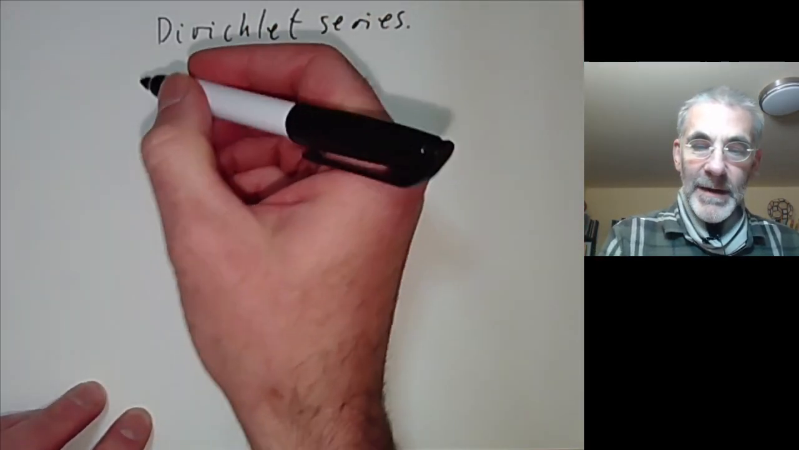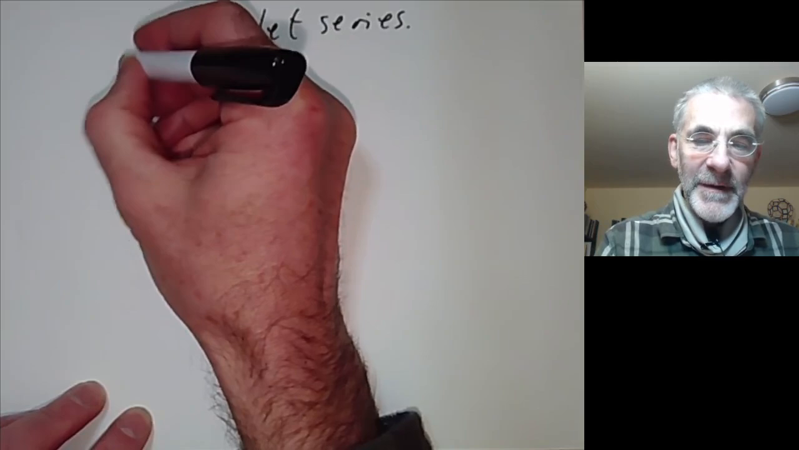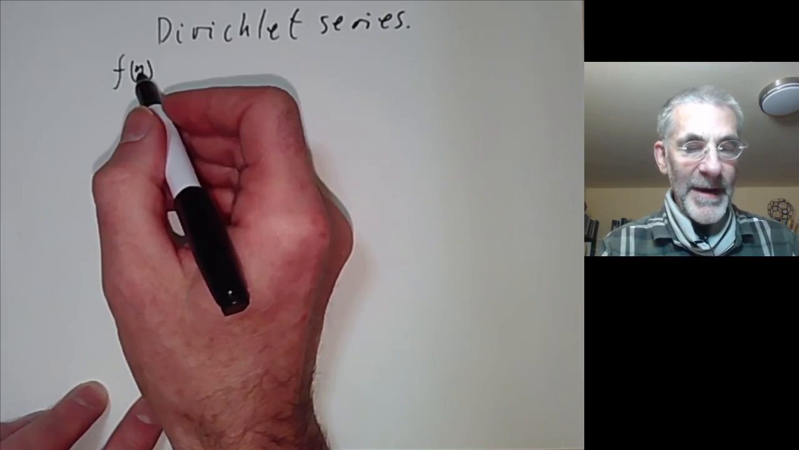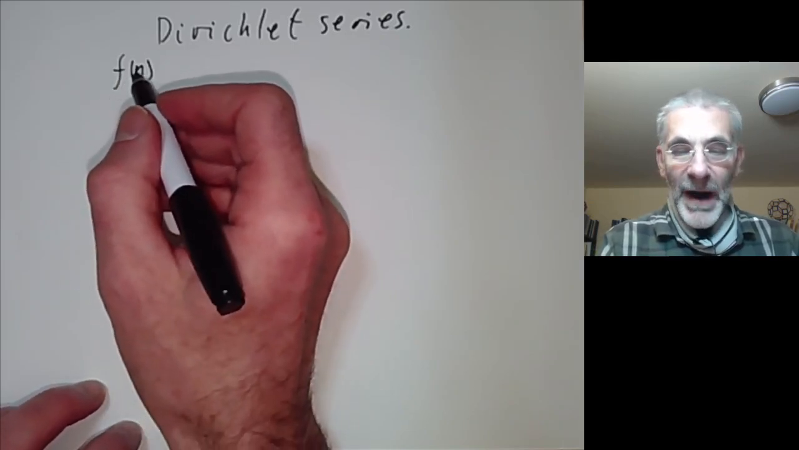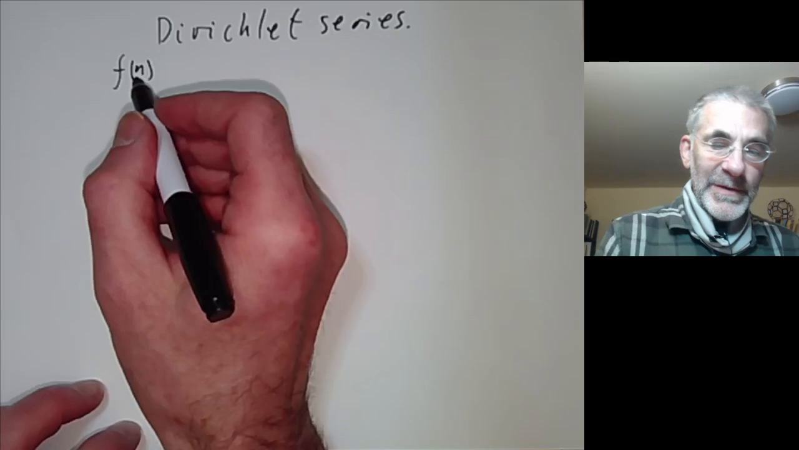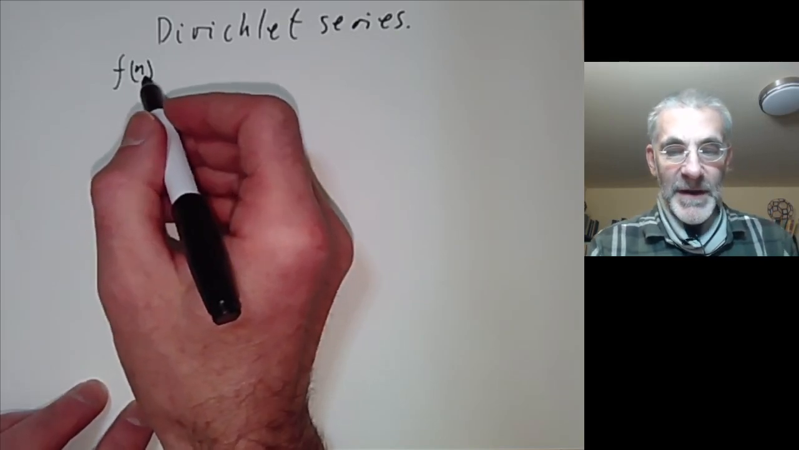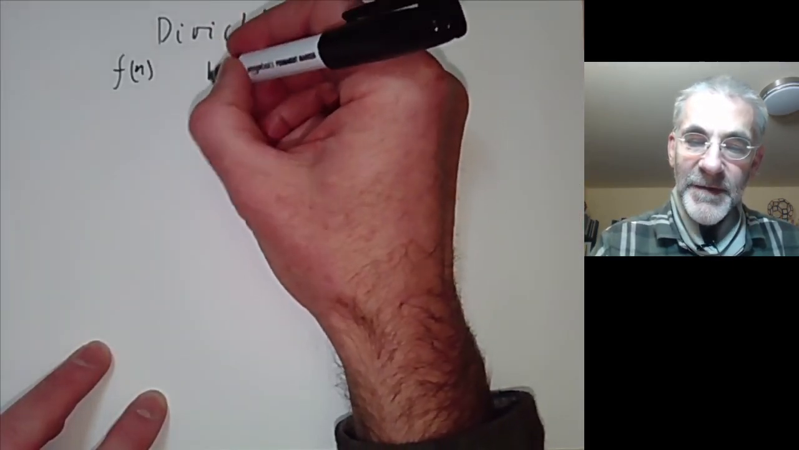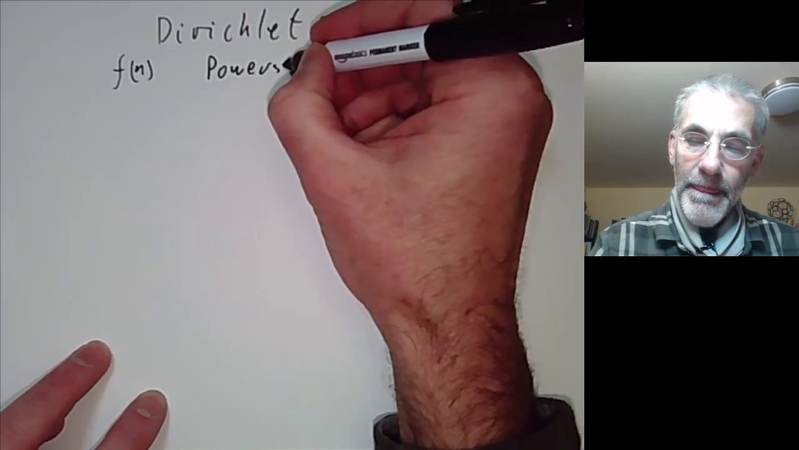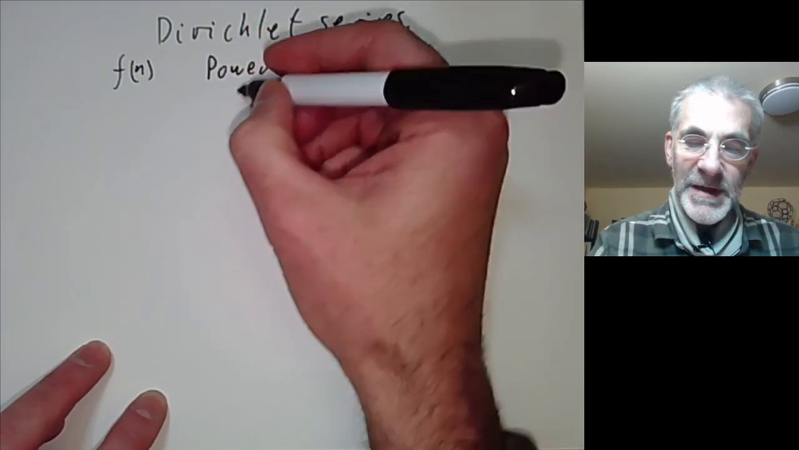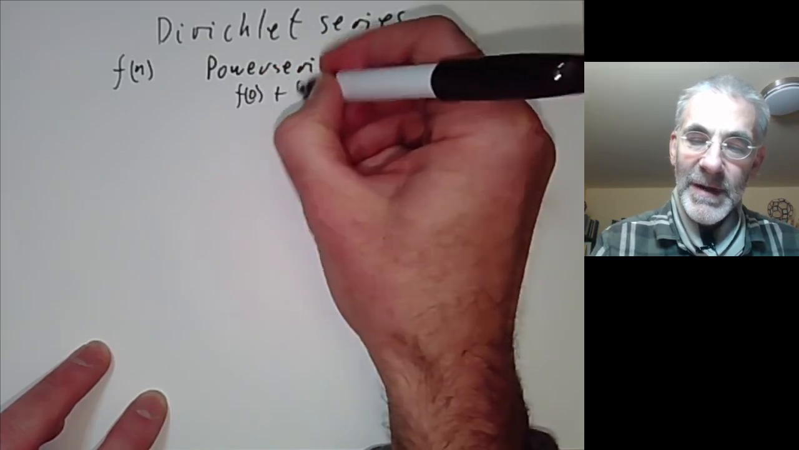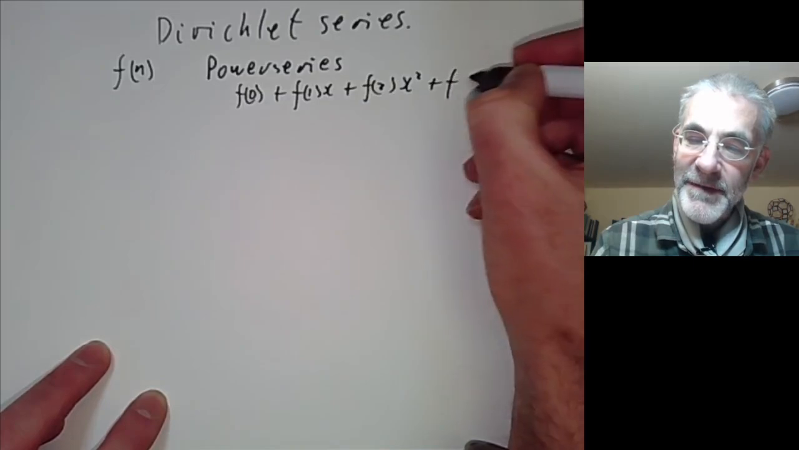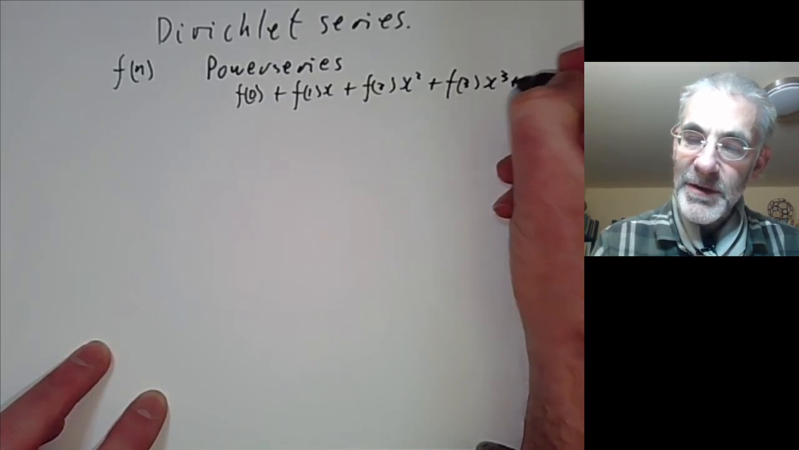Last lecture we were looking at an arithmetic function f(n), which is just a function defined for positive integers n. And there's a very powerful method for dealing with arithmetic functions, which is called the method of generating functions. There are two sorts of generating functions. One is you form a power series whose coefficients are f(n), so you would take f0 plus f1 x plus f2 x squared plus f3 x cubed and so on.